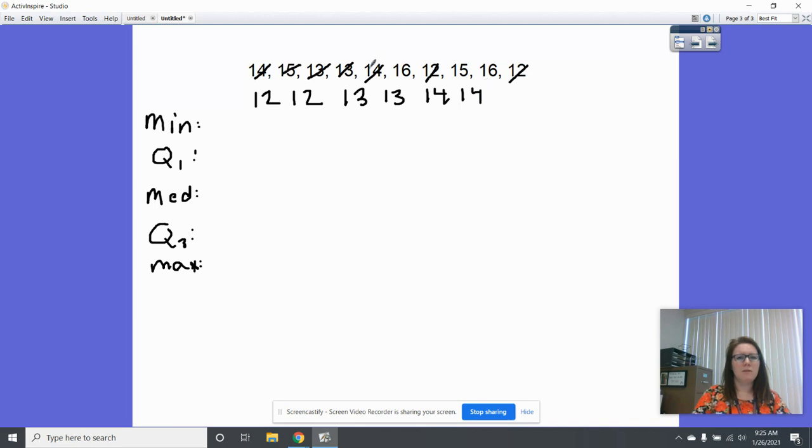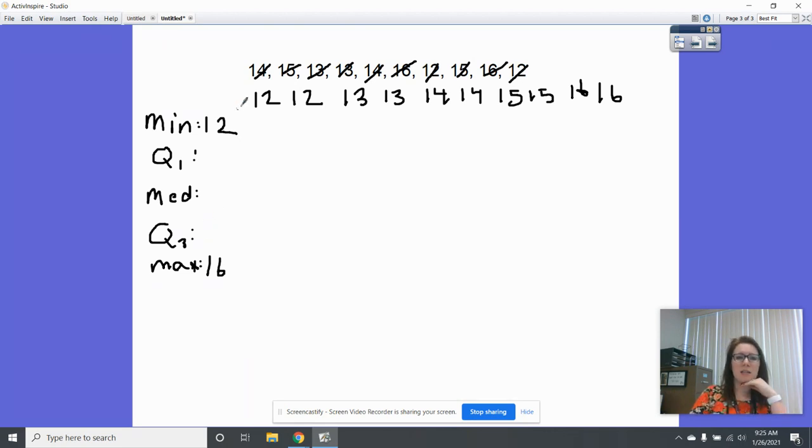And then I see a 15 and a 15. Well, that worked out just very nicely, didn't it? And then last is a 16 and a 16. So I can immediately put the minimum is 12 and the maximum is 16. So that's nice and easy.